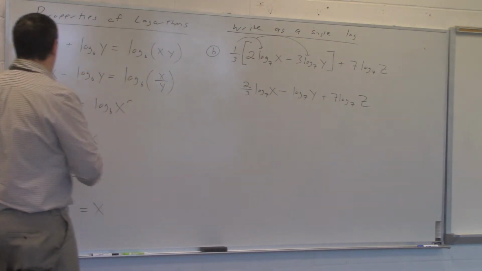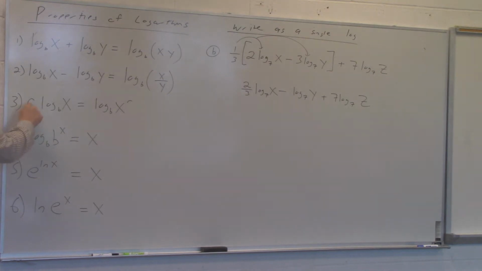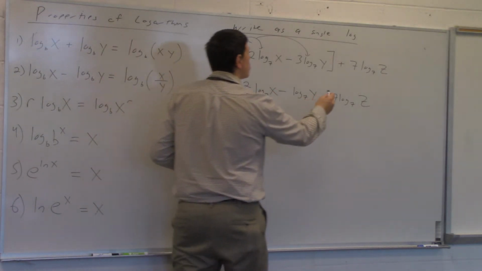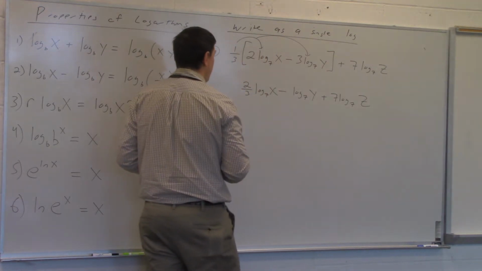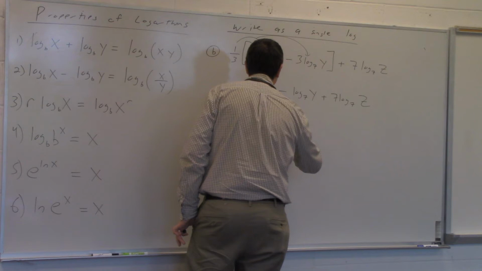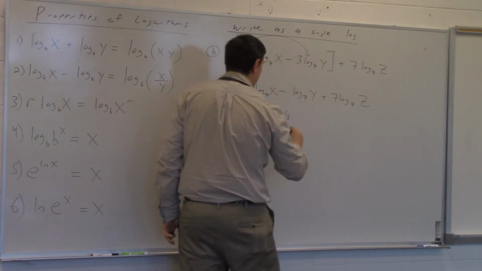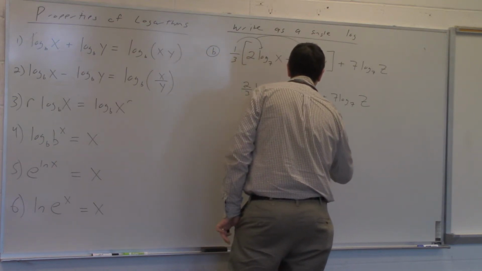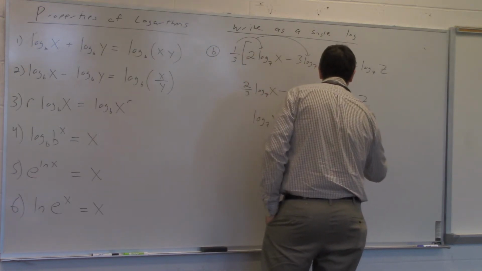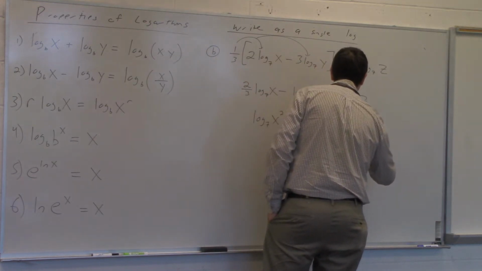But unfortunately, unlike the previous example, we see that there's some coefficients. So let's take a look back, and don't we have this rule number 3 that says if you have a coefficient r, you can make it the exponent. So let's just go ahead and make 2/3 the exponent. Let's just make 7 the exponent. Okay? So we're going to get log base 7 of x to the 2/3 minus log base 7 of y plus log base 7 of z to the 7.